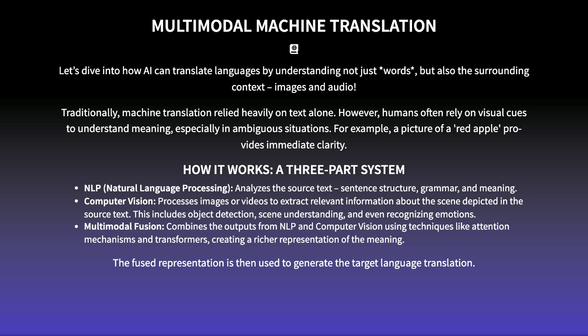First, NLP analyzes the original text to figure out its meaning and structure. Then, computer vision comes in and examines any accompanying images or videos, identifying objects and understanding the scene. Finally, these two pieces of information are combined using sophisticated techniques like transformers. Think of it as AI blending both textual and visual clues to create a really accurate translation.